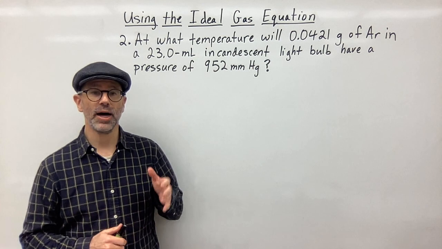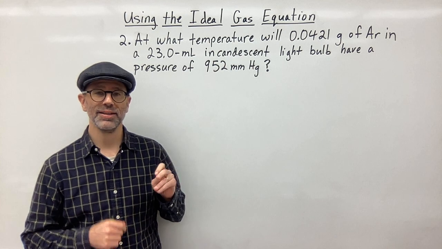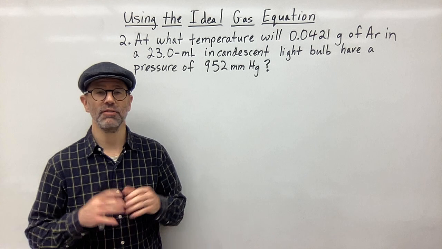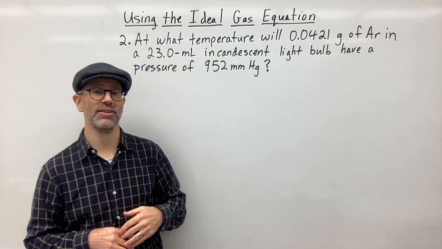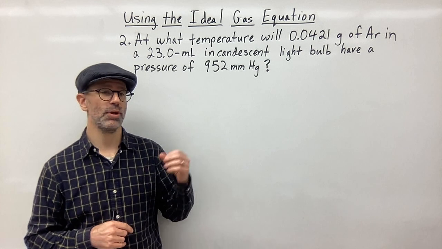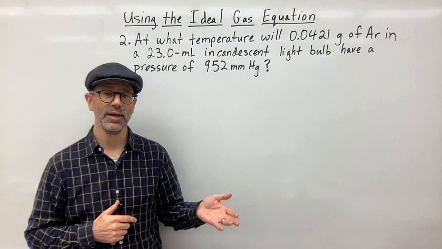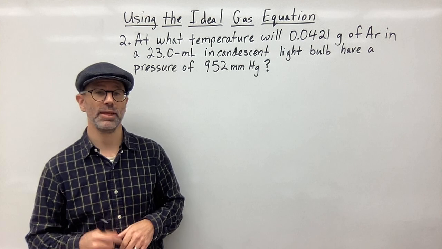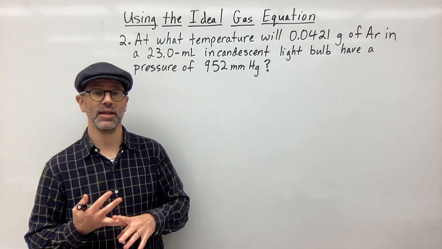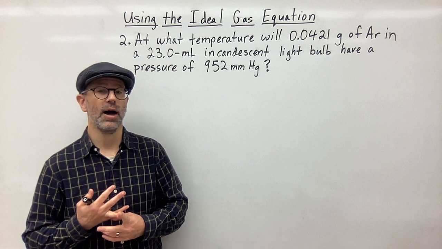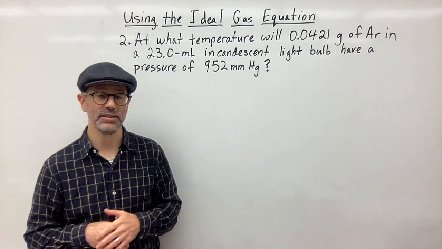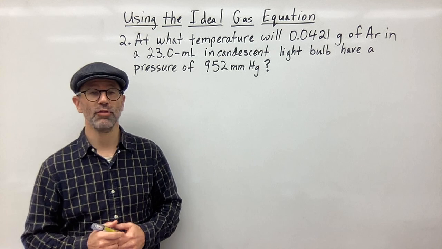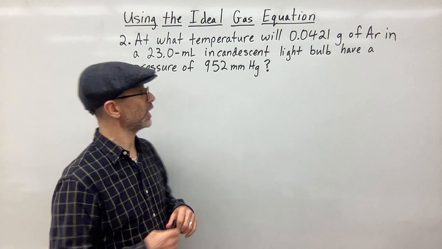But if they're giving you values for each characteristic of a particular gas, and they want you to find this other characteristic, like maybe they give you the pressure, the volume, and the amount, and they want you to find the temperature of the gas, or maybe they give you the temperature, volume, and the pressure, and they want you to find the amount of the gas, then you're going to use the ideal gas law equation to solve the problem. So let's go ahead and look at this problem here.